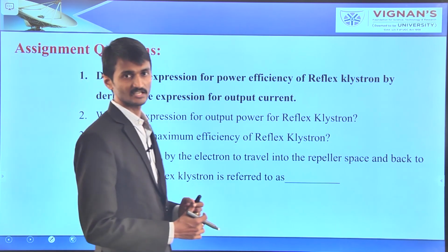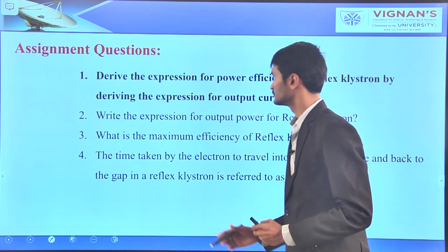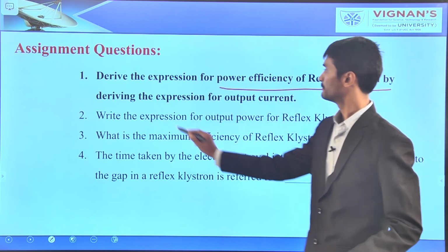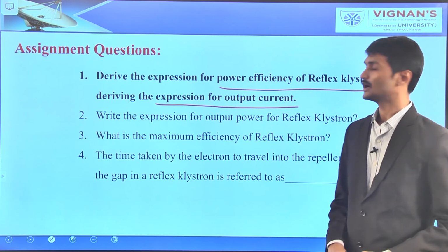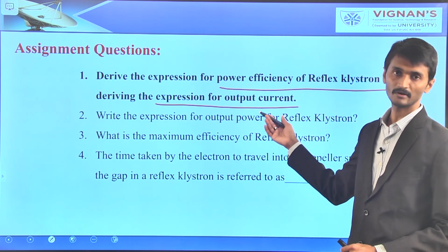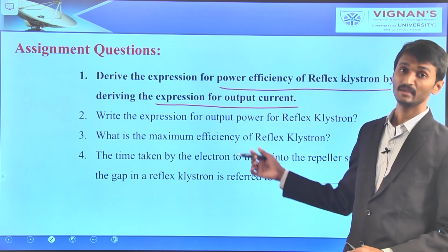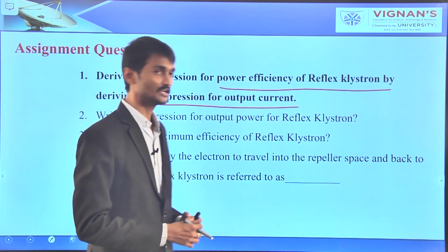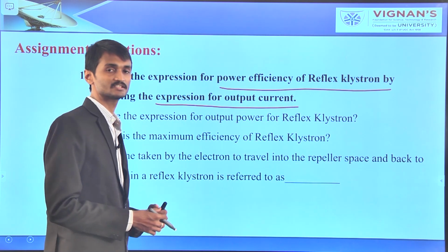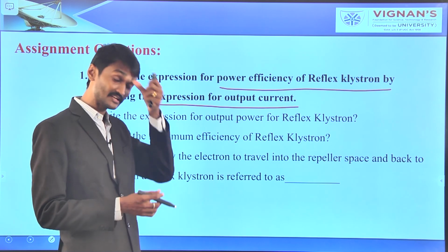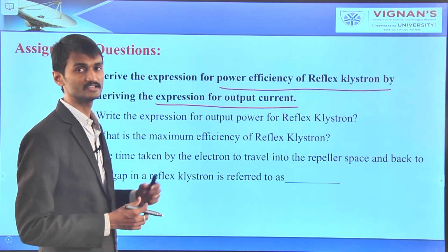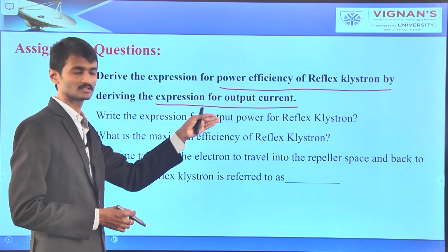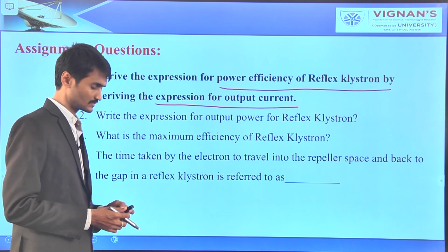Here are your assignment questions. Derive the expression for power efficiency of the reflex klystron by deriving the expression of output power. We have to derive the output power, PAC, then calculate the efficiency of the reflex klystron. The theoretical efficiency of the reflex klystron is 22.78%. These are short answer questions, already covered in the expressions. So please go through it.